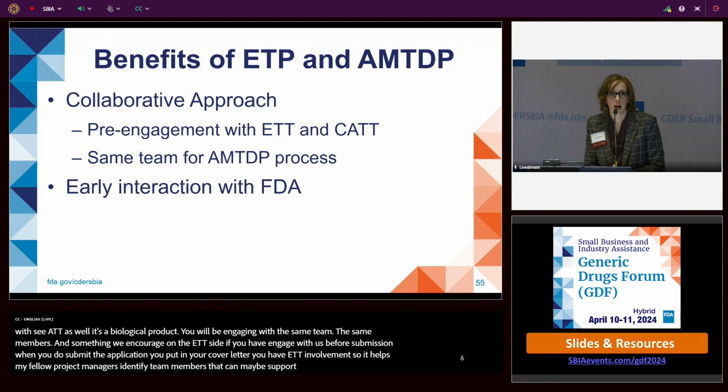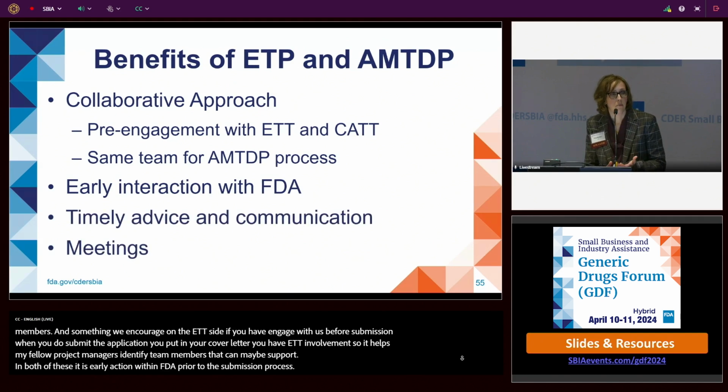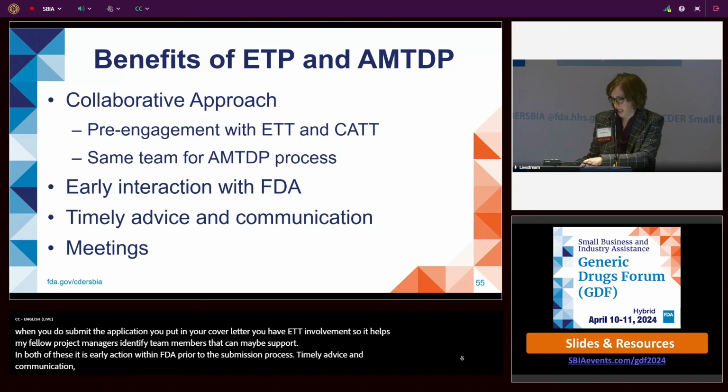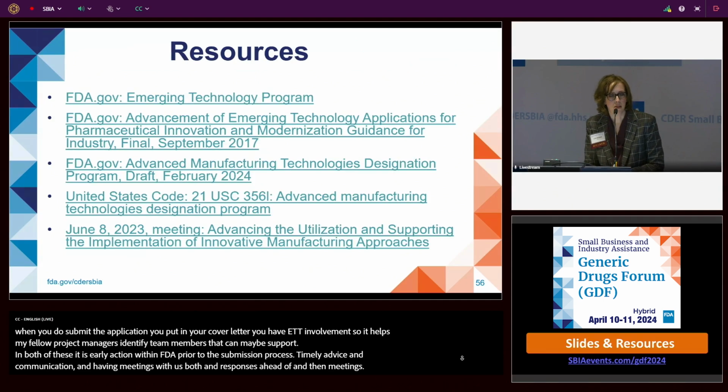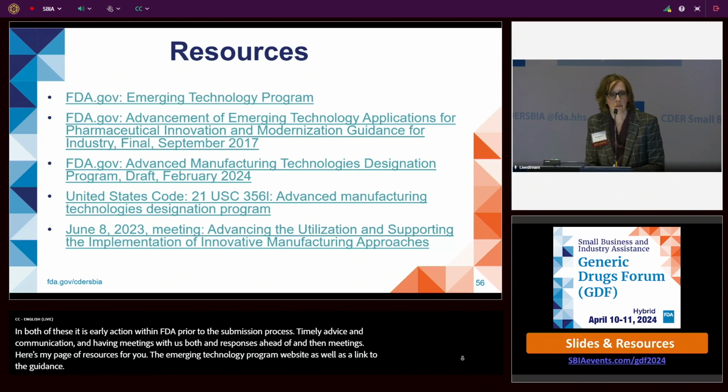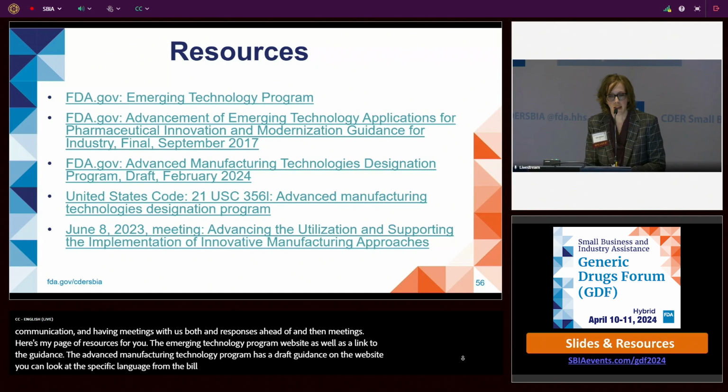And both of these offer early interaction with FDA prior to the submission process, timely advice and communication, and meetings with us, with written responses ahead of the meetings. And so here's my page of resources for you: the Emerging Technology Program website, as well as a link to the guidance, and the Advanced Manufacturing Technologies Designation Program website with the draft guidance. You can look at the specific language from the bill there as well, and reference to that June 8th meeting that we had last year.